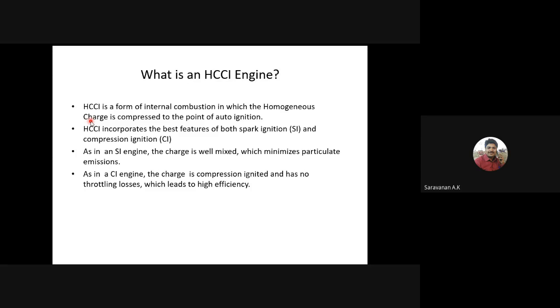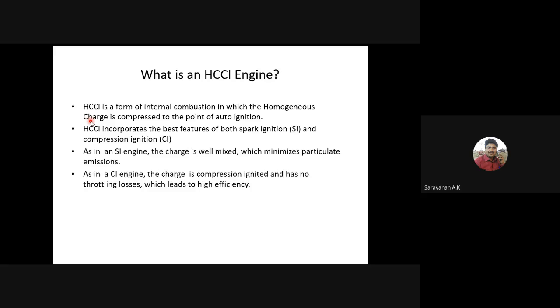So we have to compress the air fuel mixture, and the compression ratio will be slightly higher. Then while compressing, what will happen here? The heat will be generated, and it rises above the self ignition temperature, so the fuel auto ignites. That type of engine is called the HCCI engine.